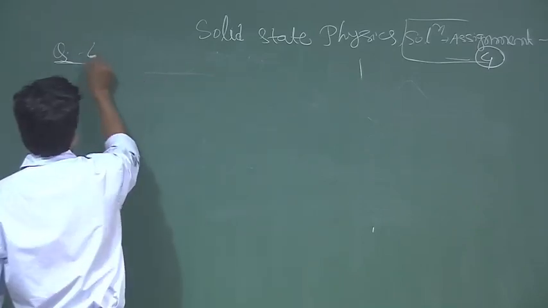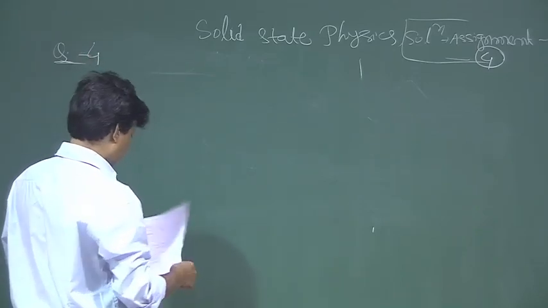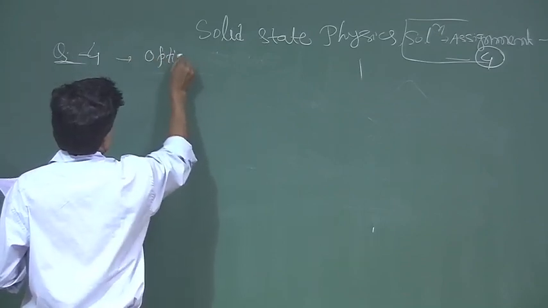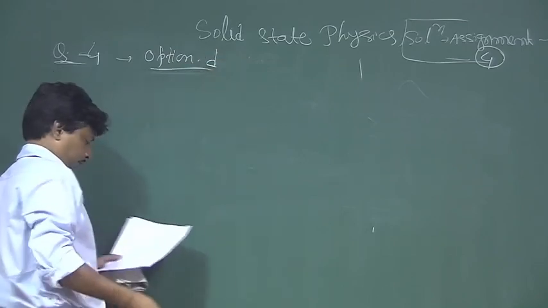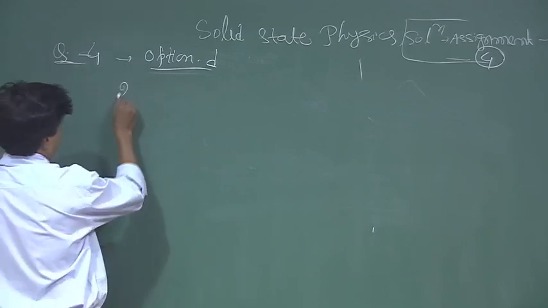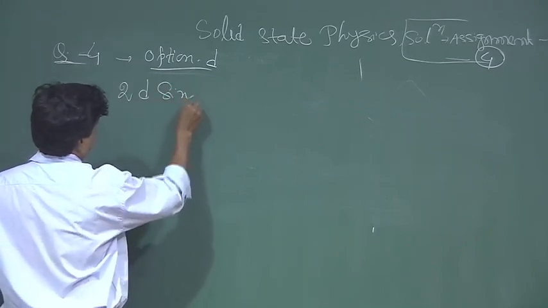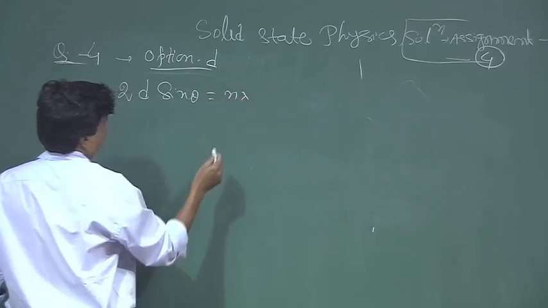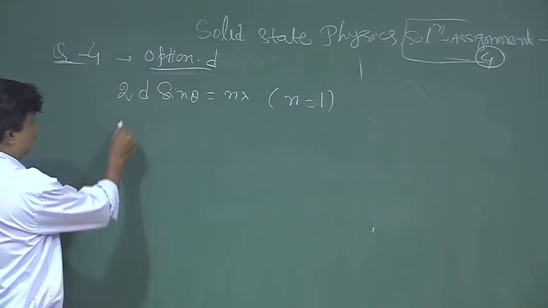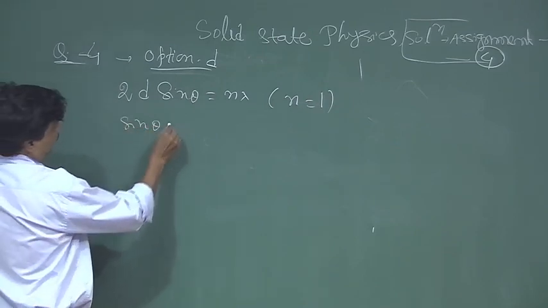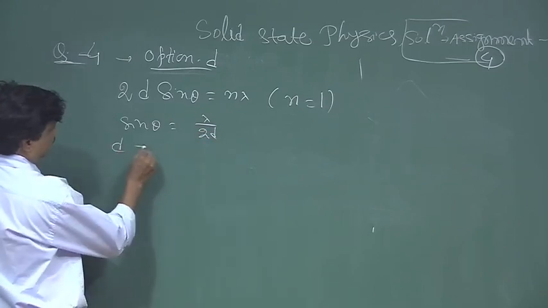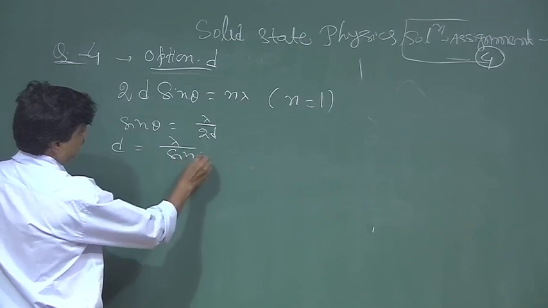We are discussing question number 4. First I will write the correct option, and after that I will discuss. This is option D. How? This is very simple. The Bragg's relation, well known, is 2d sin theta is equal to n lambda. Here our first order diffraction, so n is equal to 1. This gives sin theta is equal to lambda by 2d, or d is equal to lambda by sin theta.